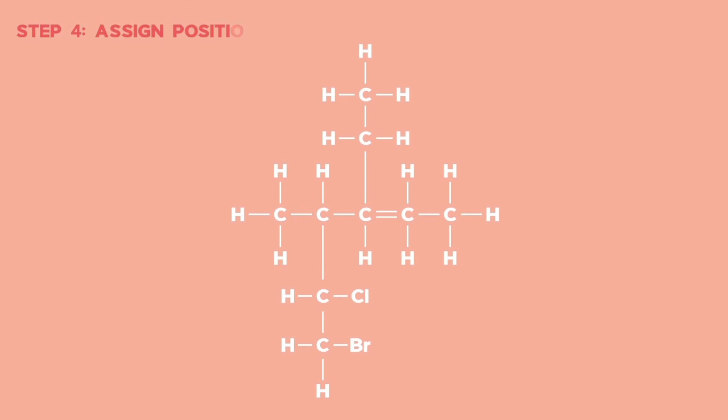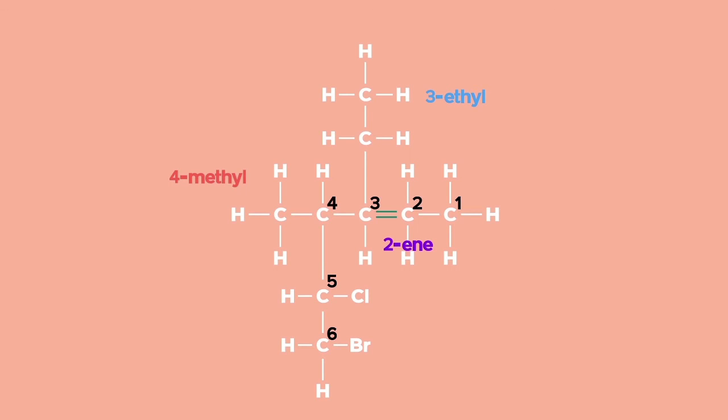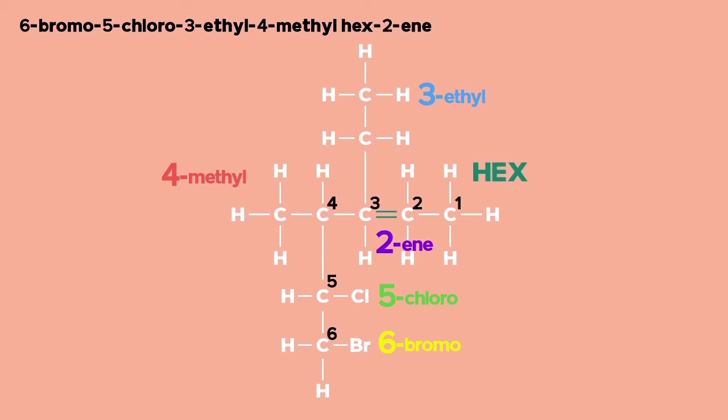Step 4. Assign positions. The functional group takes priority over here, and since it's closer to the right of the chain, we will number our chain from the right. This places our double bond on carbon 2, ethyl group on carbon 3, methyl group on carbon 4, chloro group on carbon 5, and bromo group on carbon 6. Step 5. Put it all together. We start by listing our substituents in alphabetical order: 6-bromo, 5-chloro, 3-ethyl, 4-methyl, hex, 2-ene.